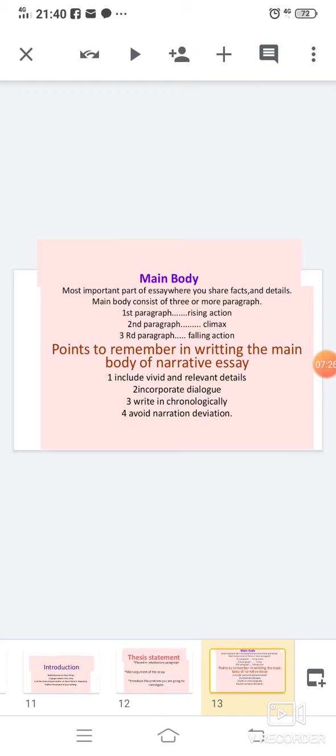The main body of your essay is the most important part. This is where you tell the story, share facts and details, and guide readers through the plot. The body of a narrative essay can consist of three or more paragraphs, and its length depends on the essay. In the first main body paragraph, there is the rising action. In the second, there is the climax, and the third paragraph consists of the falling action.